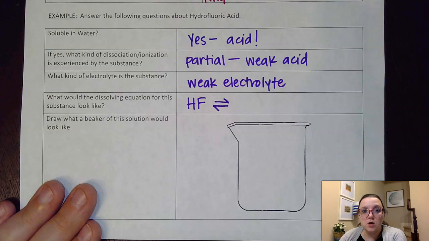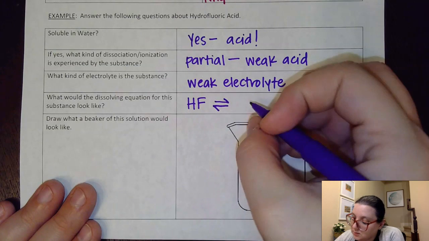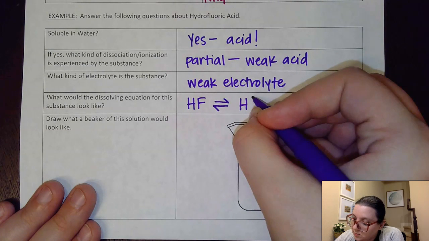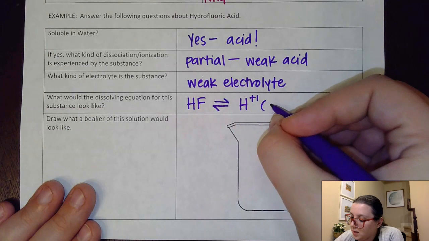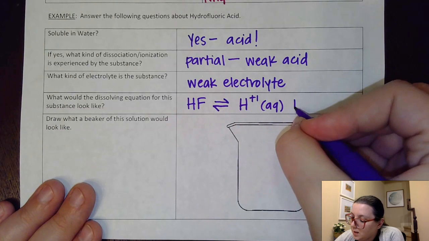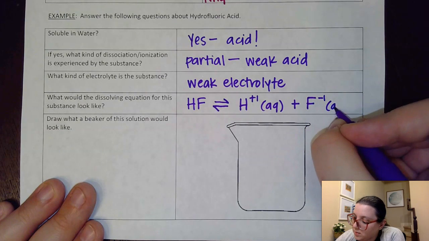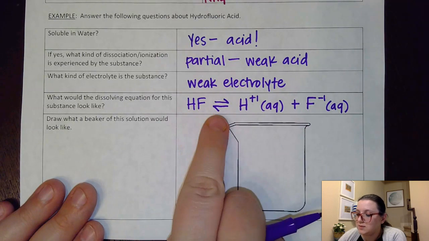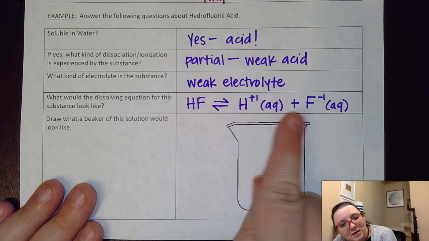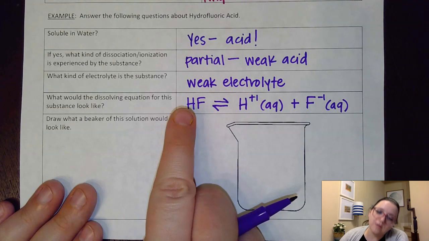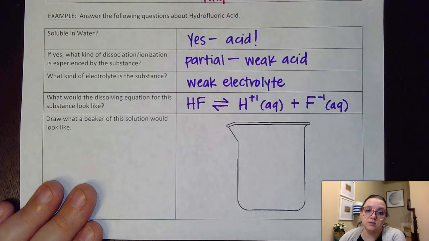And then I'm going to show that it's split up into ions. So I'm going to have my hydrogen +1 that I'm going to put AQ with. And I'm going to have my fluorine -1 that I put AQ with. That two-way arrow says that, hey, some of this is going to split up, but a lot of it is going to stay together as this original substance.